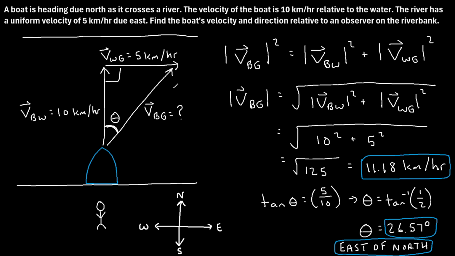So again, keep in mind that when you're trying to solve these types of problems where a boat is crossing a river, try to first draw a right triangle. Because once you've drawn a right triangle, it becomes very easy to solve for any missing side lengths or missing angles that you want to find.